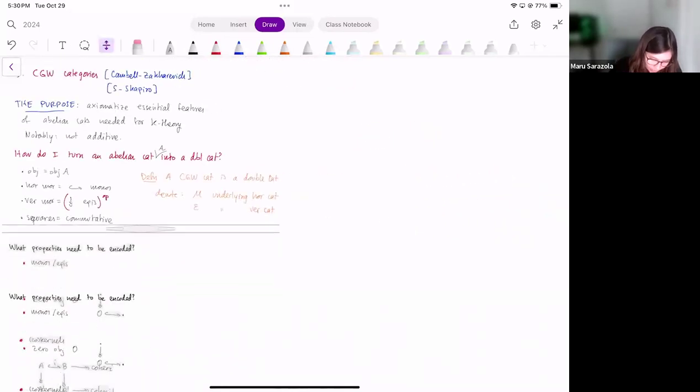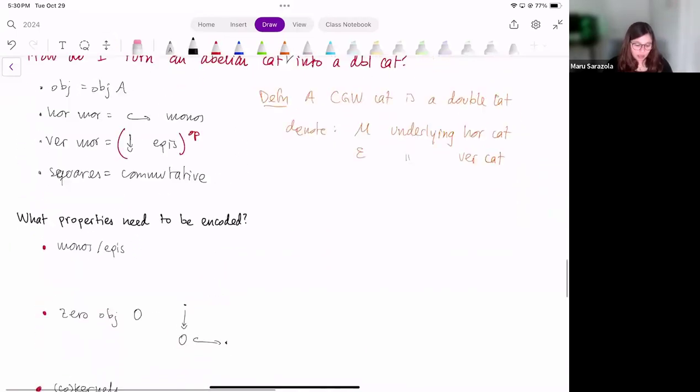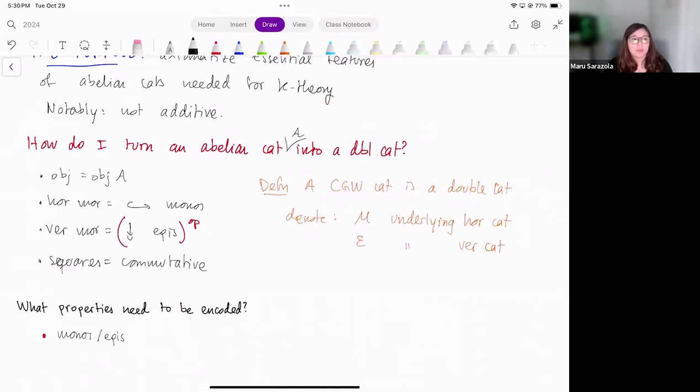So what were the properties that I'm supposed to be encoding? First of all, it was important to me that I had monos and epis. So now if I continue my definition of CGW, I'm going to have an axiom that tells me that all maps in both M and E are monic, because I'm taking my epis op, right?